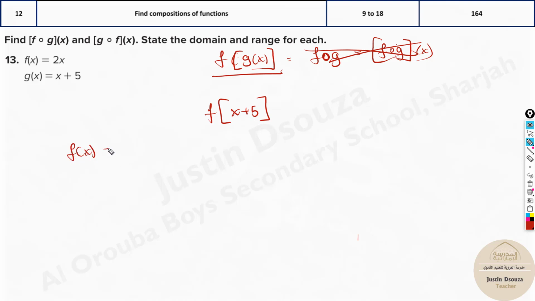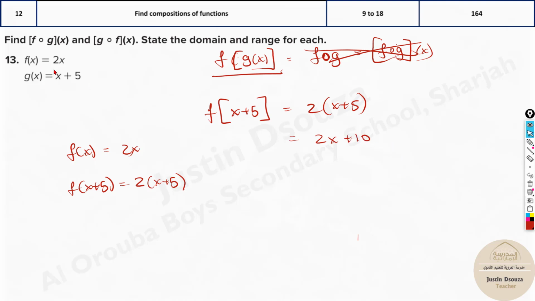2x. Now here, look, I'll write over here. f of x is 2x. But now what do I have? Instead of x, I have x plus 5. So 2 will remain. This x changes from x to x plus 5. That's it. So here this is basically 2 times (x plus 5). Now multiply this 2 inside, it will be 2x plus 10. That is your final answer.